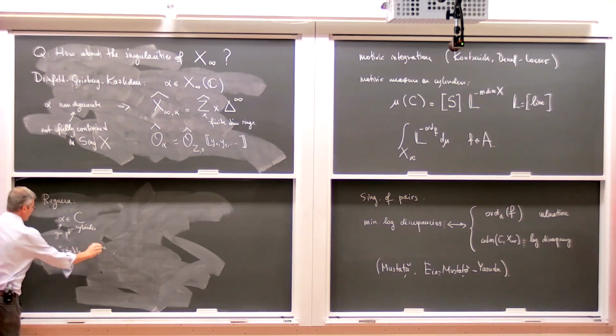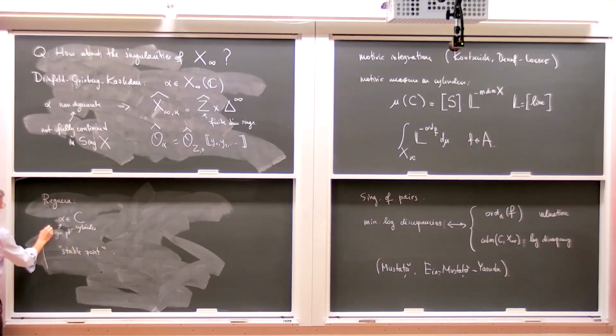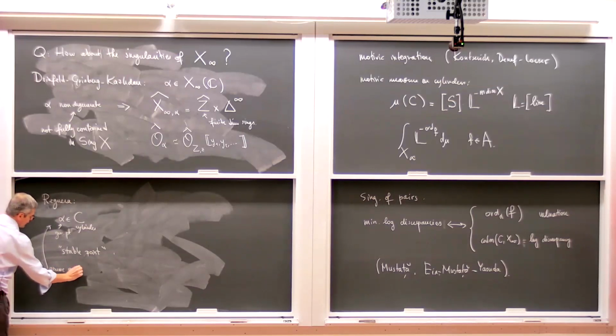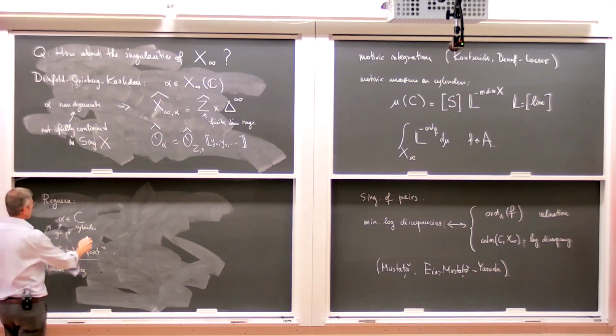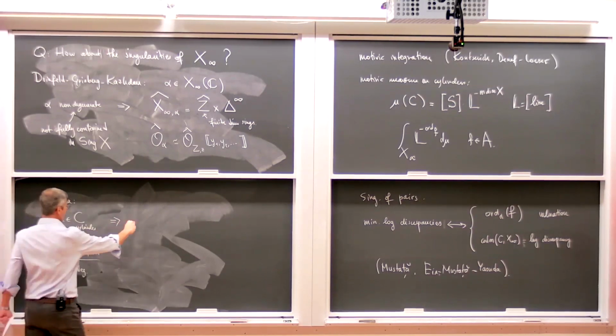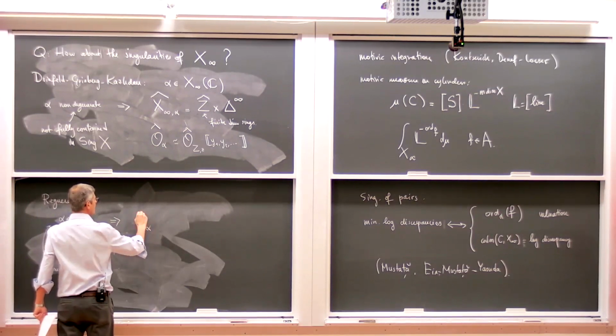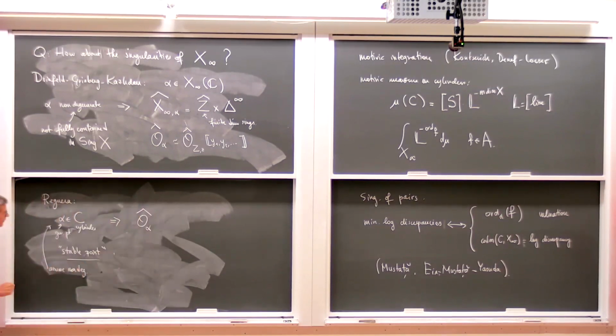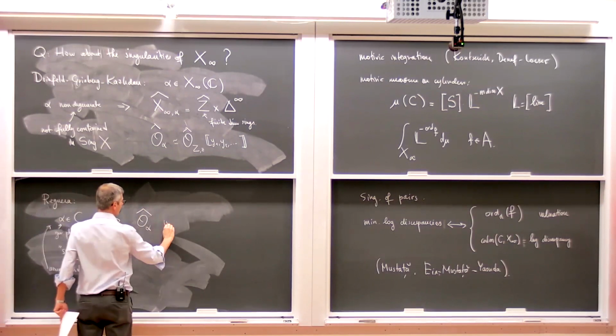And maybe I should say, I forgot, I'm going to assume it's non-degenerate. Then this is what we call a stable point. And so what she proved is that when I look at the local ring, and I look at the completion, now this is Noetherian.